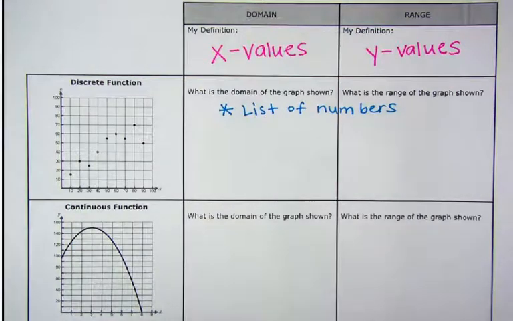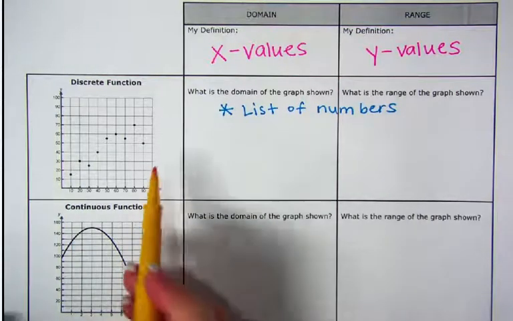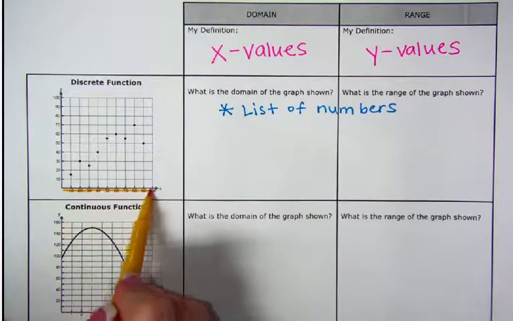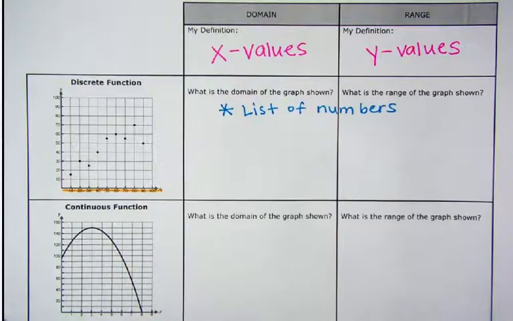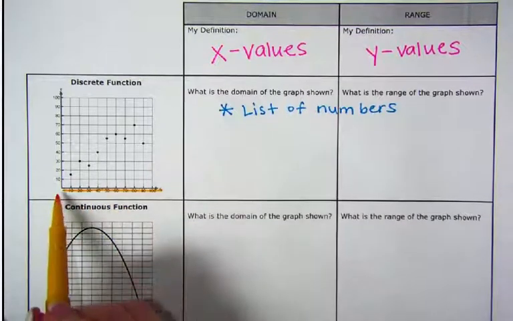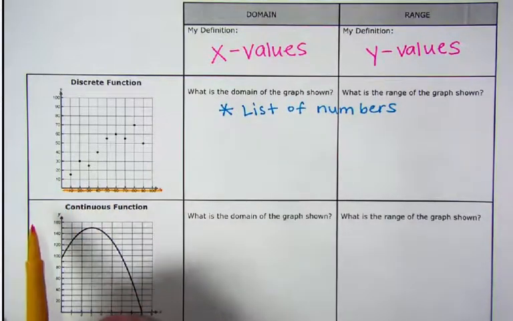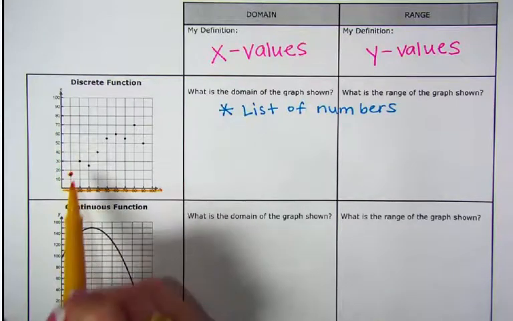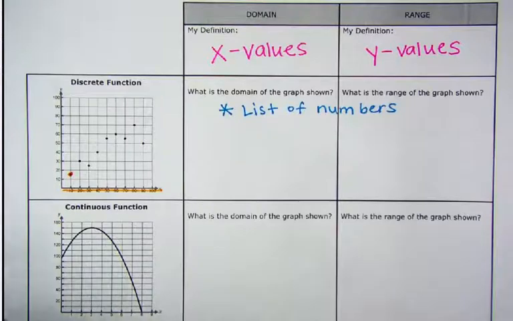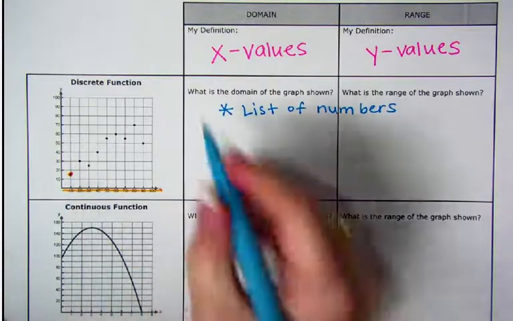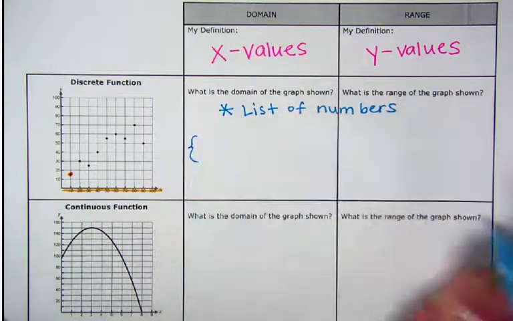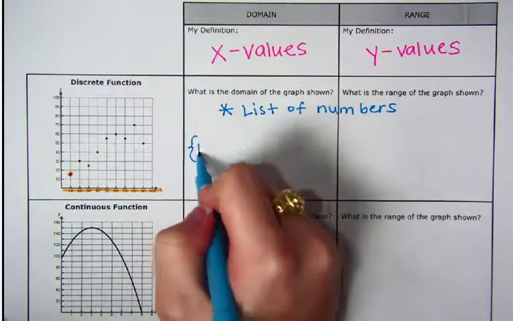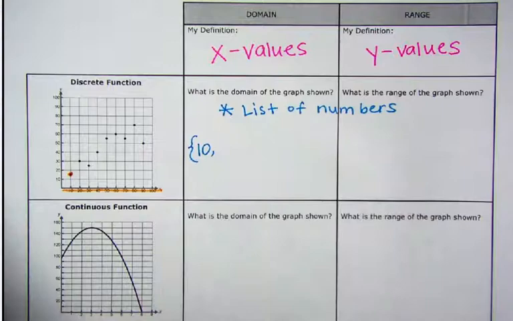Let's start with the domain. The domain talks about the x values. So x values, I am focusing on what is going on down here along my x-axis. So let's start at the leftmost point because we always want to write everything least to greatest. What is the x value of this point here? If I look down, it is at 10. So we're going to open our domain with curly braces, and then I'm going to write the number 10. And then put a comma.